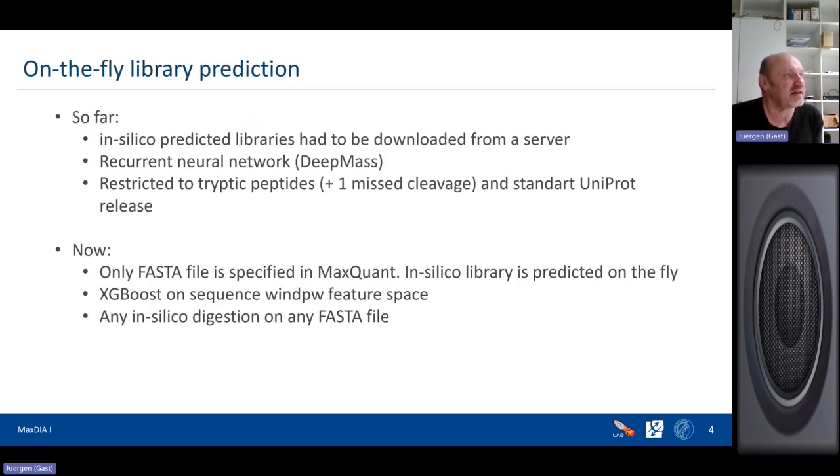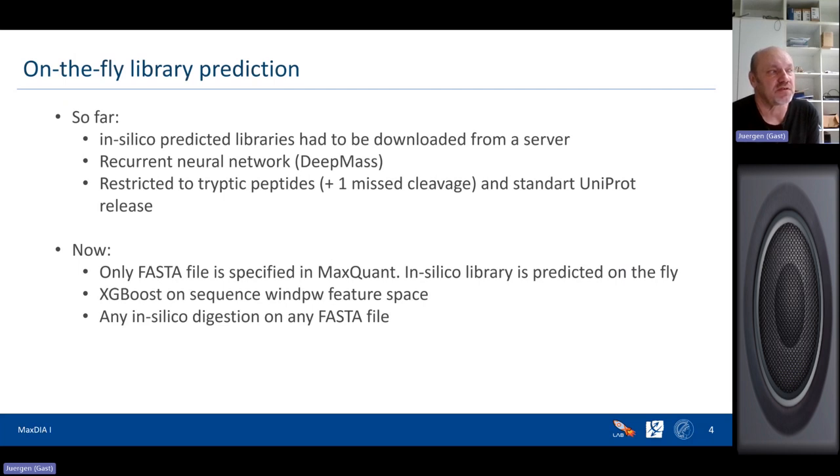So the on-the-fly library prediction. What happened so far in MaxQuant is that you had to download in silico predicted libraries from a server, basically together with the FASTA files. And these were produced by a recurrent neural network. So these were complete proteome predictions of the whole UniProt files, basically.